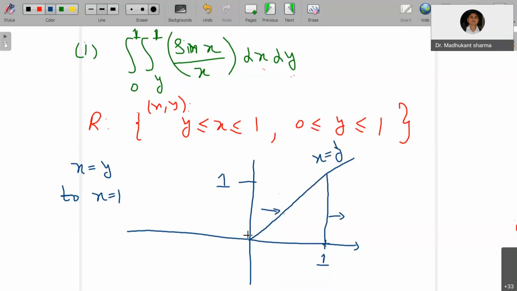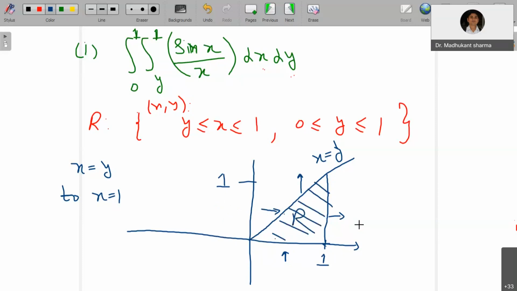And y is running from 0 to 1, so y enters at y equals 0 and leaves at y equals 1. That means you draw a straight line parallel to the y axis to get the limits of y, and a straight line parallel to the x axis to get the limits of the x variable. So we have drawn those.